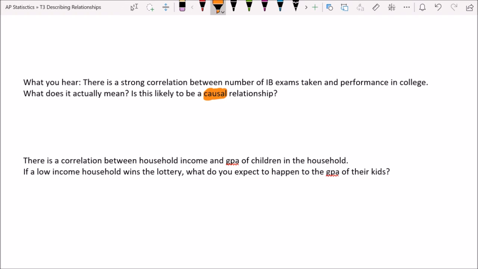Maybe if you have a higher income, your parents are willing to hire tutors for you and things like this. And maybe if you're from a lower income, your family can't afford a babysitter and you end up babysitting for free a lot, so you can't focus on school. So lots of reasons why that could be.